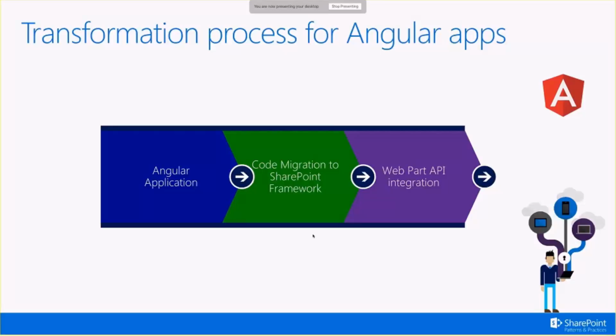Ideally you would rewrite all of the code to make the best use of the available tools, but we realize that might not be the real-life approach. So instead, we will show you the least effort approach to migrate your existing Angular web part to the SharePoint framework, using a two-step approach. First, we will migrate the code as is, and then we will show you how you can integrate with the SharePoint framework to make use of the new web part API.